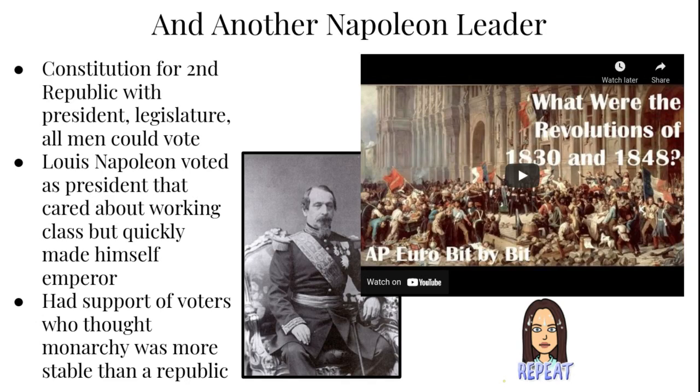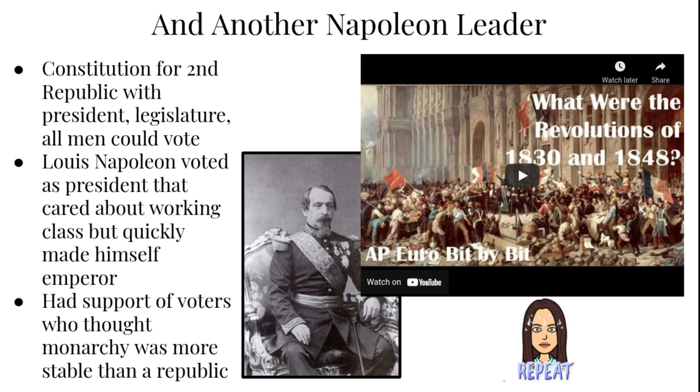Eventually, the Second Republic group created a constitution that was really similar to the U.S. It had a president, not a king, a legislature to vote on decisions, and all men could vote. Women's voting rights were still many years away, but equal voting for men, regardless of wealth, was a start as far as the French were concerned.